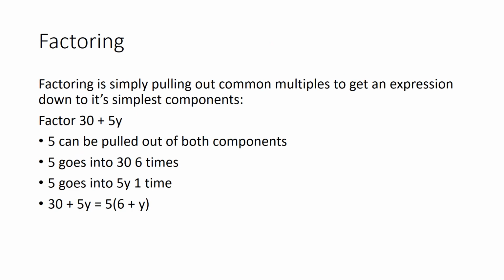Factoring is the reverse of this. This is where we bring it down to its simplest components, and we put parentheses around it. I see the factor 30 plus 5y. And I look for something. What can I pull out of both of those to simplify it? I can pull out a 5. 5 goes into 30 six times. And 5 goes into 5y one time. And we don't put 1y, we just put y. So 30 plus 5y can be factored as 5 times the factor 6 plus y. And if I go back and check this, 5 times 6 is 30, 5 times y is 5y.